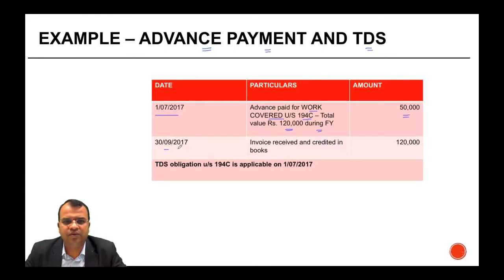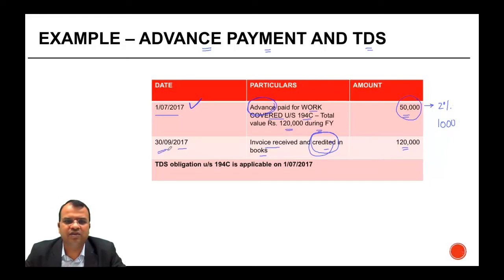On 30th of September 2017, the invoice is received and credited in the books of accounts for 1,20,000. Now, at the time of making the advance payment, since the TDS has to be deducted at the time of payment, which is advance, or credit, whichever is earlier. Now, earlier of these two is 1st of July. So, on 1st of July, on the payment of 50,000, you are going to deduct TDS under section 194C. Let's say the applicable rate is 2%.